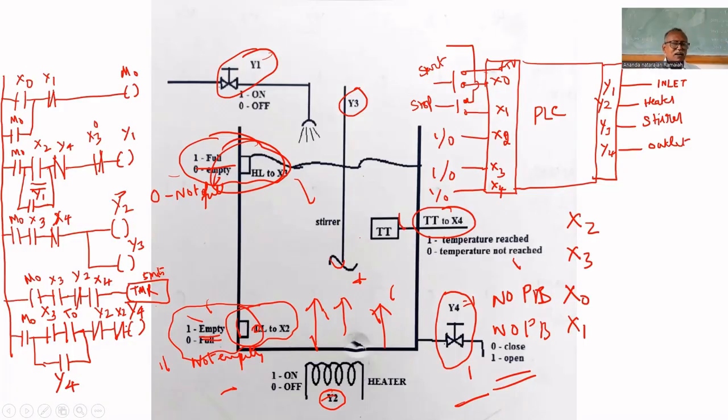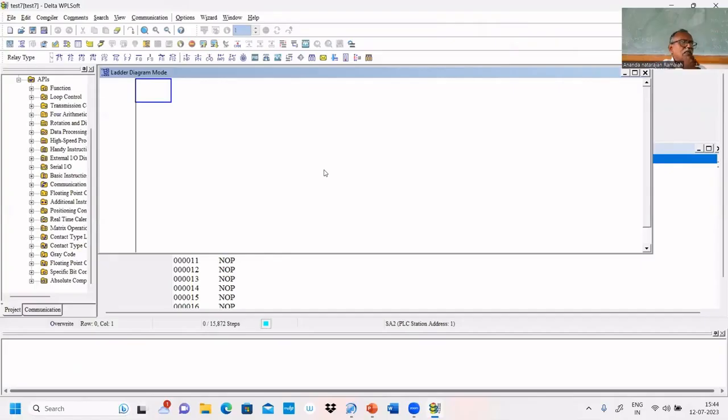Why did we put the sealing contact across T0 and X3? Because once it starts draining, X3 will not remain 1, and that's why the timer would be turned off. So across the timer and X3, we put the sealing contact. That's all about that program. So you are going to simulate this.